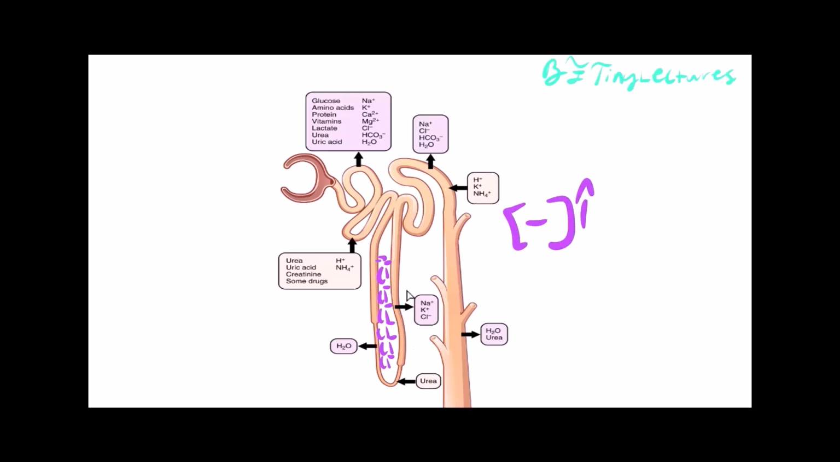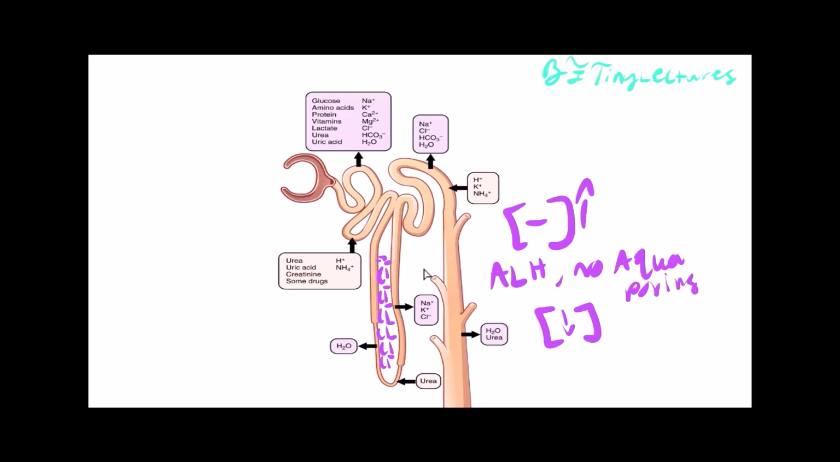When we are going up the ascending loop of Henle, we are shooting out ions. One important fact is that in the ascending loop of Henle, there are no aquaporins. And this is really important because as the ions exit the ascending loop of Henle, water cannot escape. And so the solute concentration of this filtrate is going to be decreased as the ions keep moving.